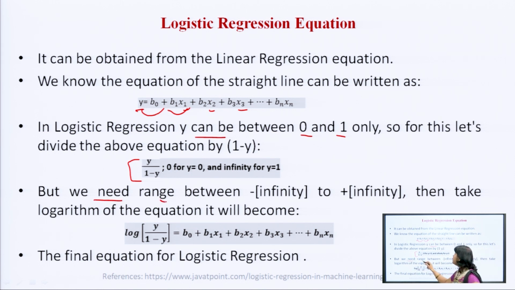But if we need the range between minus infinity and plus infinity, then what happens? You will take the logarithmic value, because the values will be finite and infinite, and there will not be any bounded attribute values. So you will take the log of that. So, it is important to understand the formula of logistic regression.